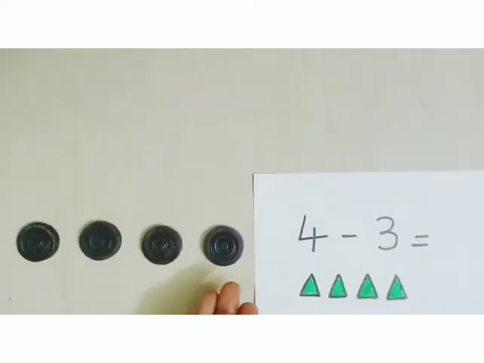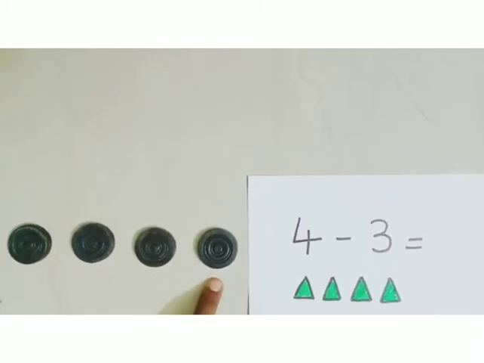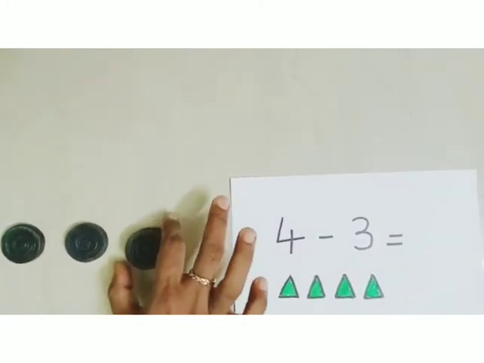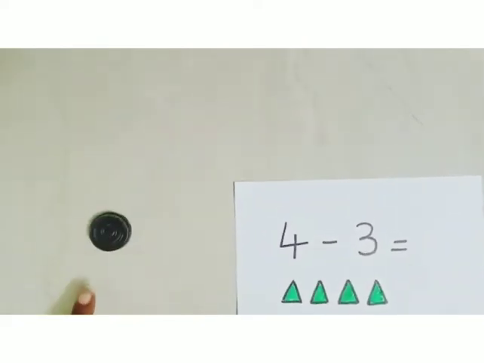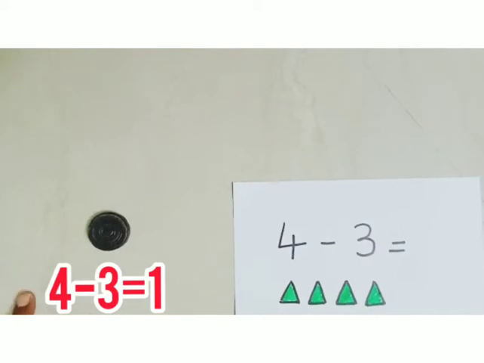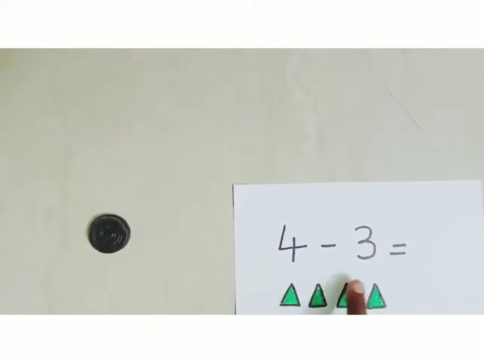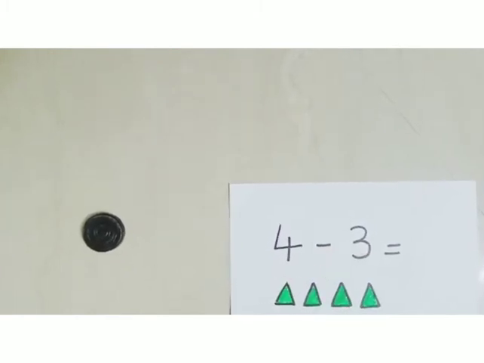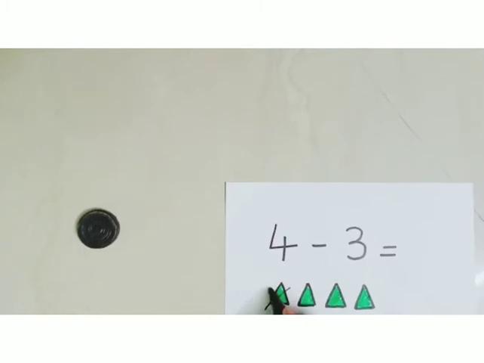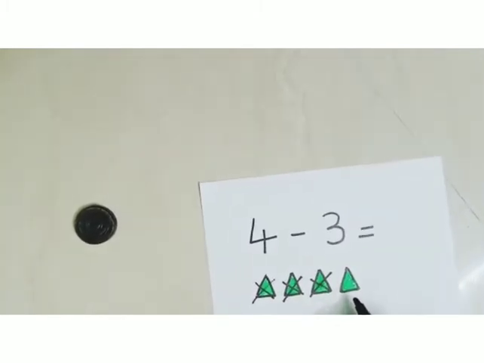Here are 4 coins. 1, 2, 3, 4. Take away or subtract 3. How many are left over? 4 minus 3 equal to 1. 4 minus 3. Cut 3. Answer is 1.